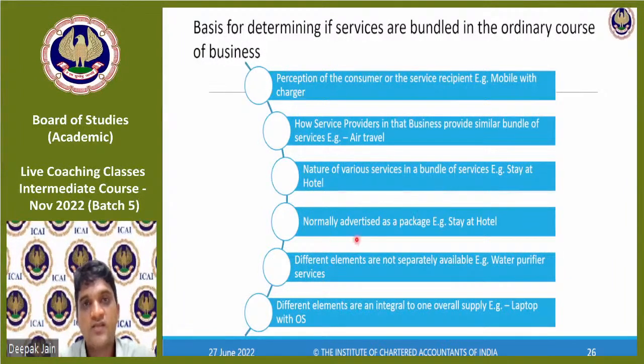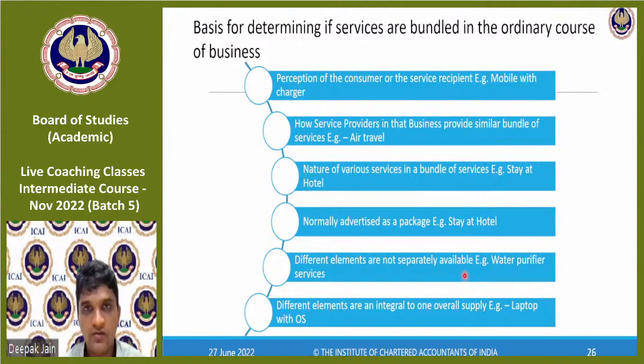Normally advertised as a package. So when you stay in a hotel, shampoos are given free for you, or any other services are included. Food is also included. So it will be treated as a composite supply. Different elements are not separately available. Example, a water purifier AMC: when I take it, he comes for servicing. Now he provides the parts also. I cannot say that I'll buy the parts elsewhere, like Eureka Forbes. This company has unique products which I cannot get from outside. So the service engineer himself gets me the products. So for me, what is the principal supply? Is it a composite supply?